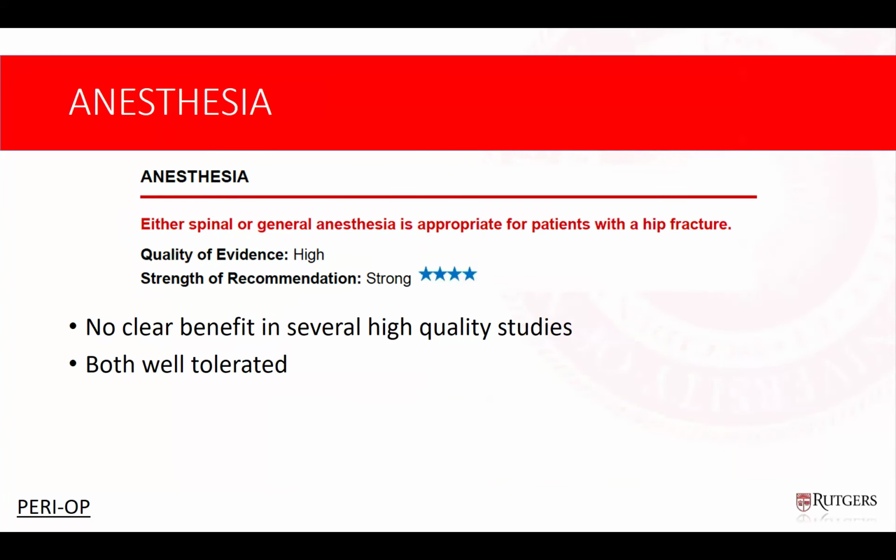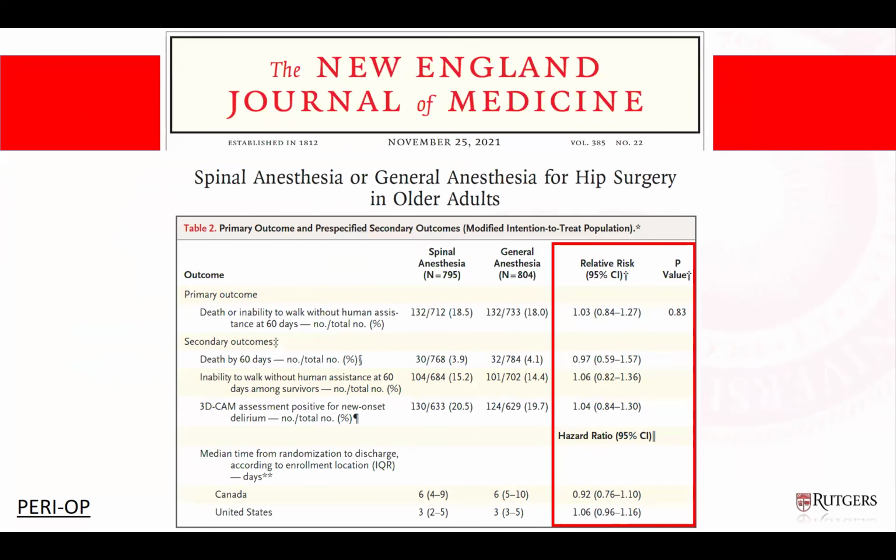Anesthesia, there's really no clear benefit in several high-quality studies in terms of spinal versus general anesthesia. Both are very well tolerated. This was a 2021 randomized trial published in the New England Journal of Medicine. There were 1,600 patients enrolled in a 1-to-1 manner. Primary outcome was death or inability to walk 10 feet at 60 days.